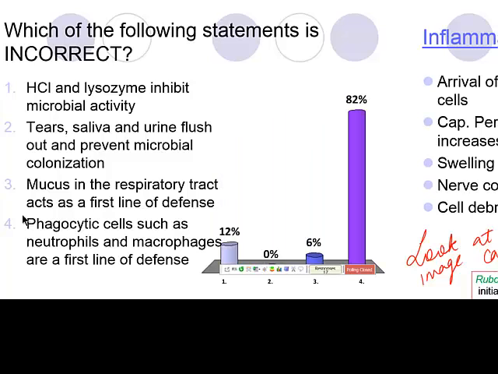Good. Cells and chemicals were the second line of defense. So phagocytic cells are not the first line of defense. This HCl and lysozymes do inhibit microbial activity, and mucus in the respiratory tract, because that's the lining, which is a mucous membrane, it does act like a first line of defense.